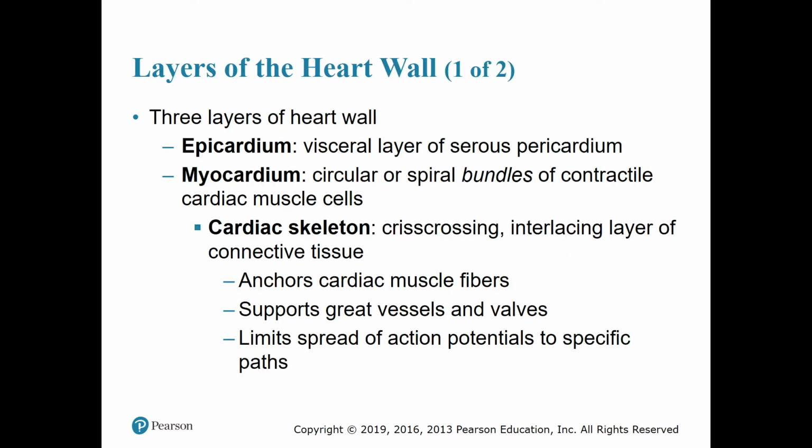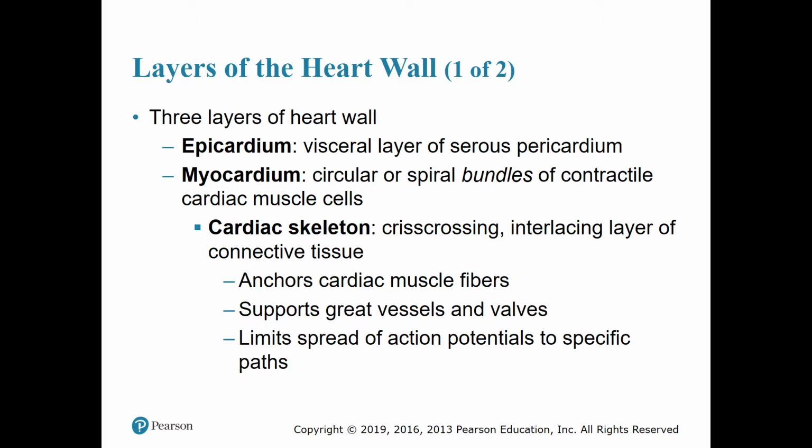Of the heart wall. A section through the wall of the heart reveals three distinct layers: an outer epicardium, a middle myocardium, and an inner endocardium. The epicardium is a visceral layer of serous pericardium that covers the outer surface of the heart. The myocardium is the muscular wall of the heart, forming both the atria and the ventricles. It consists of circular or spiral bundles of contractile cardiac muscle cells.